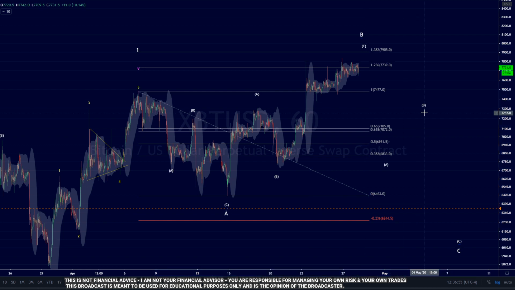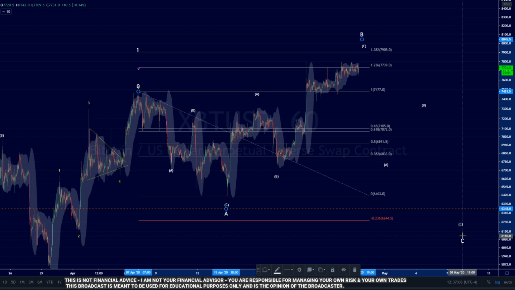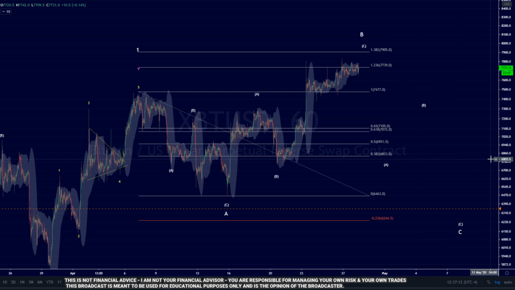This follows the rules how we would expect them to be followed. Our downside target, potentially the negative 236, which is going to be at 62.50. So right now I'm going to say we're going to be going down to 62.50. That's going to be my main area for layering my buys right now, okay?